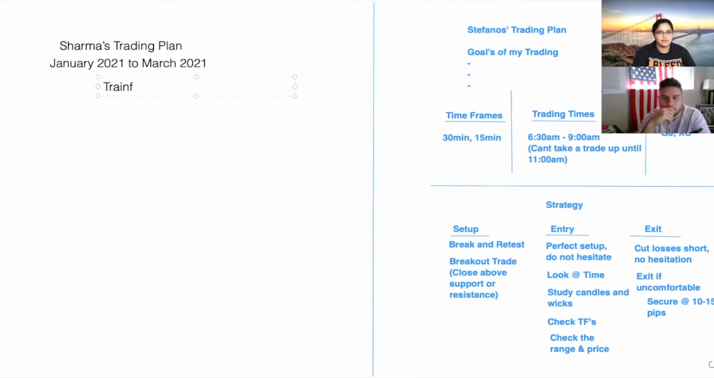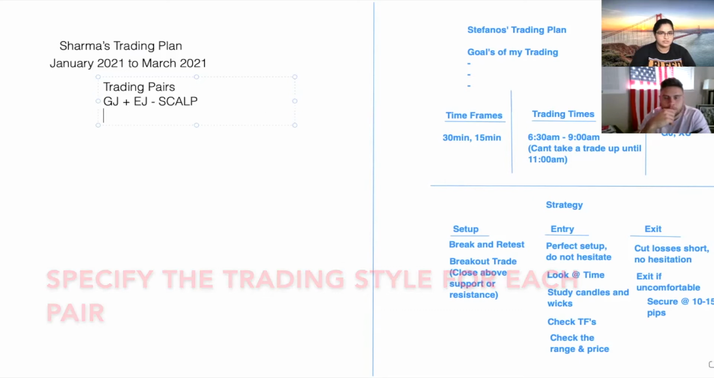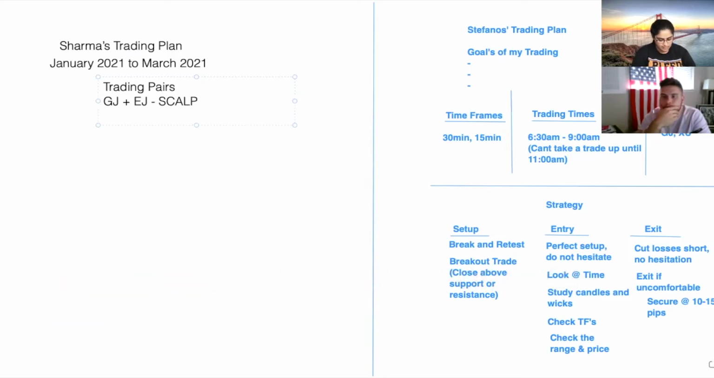So this is where I do trading pairs, and then underneath that, I'll do GJ. And then I also had EJ at that time. But I also write down what they are for. So EJ and GJ, they're for scalping. And then I had GBP USD, which is for swing trading. And then I also had USD SEC, and that was for position trade. So I'm going to go ahead and explain why I have so many pairs.